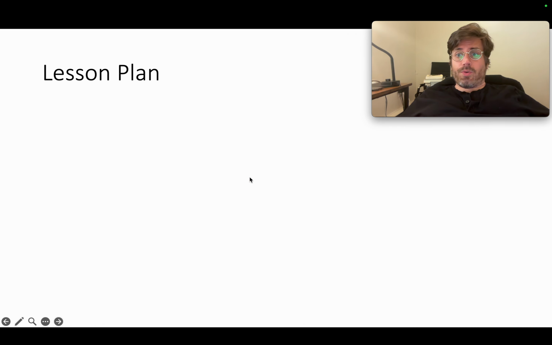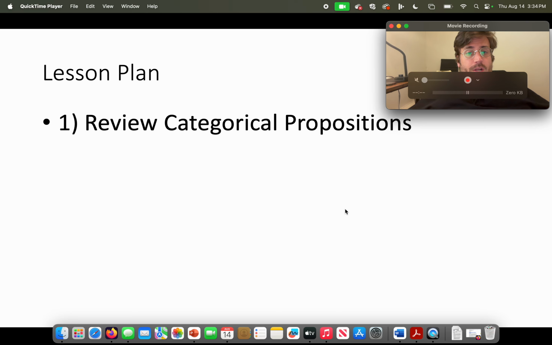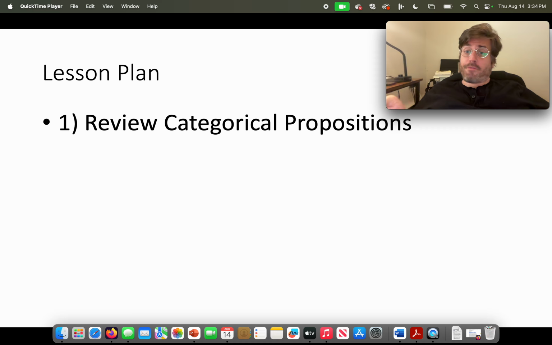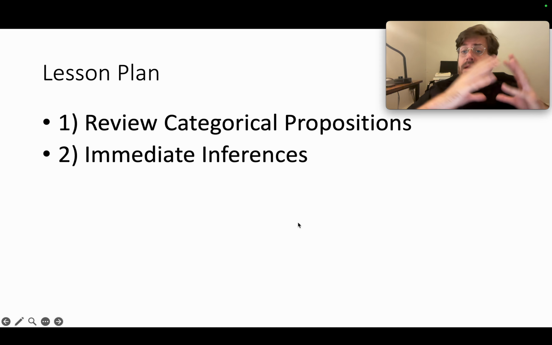Okay, so just to cover our lesson plan here, somewhat formally, we are going to do a review of our four types of categorical proposition. Again, this is a skill-based class, so the more you can write down these categories and commit them to memory, the better you will be. As we're moving along here, I do encourage you to write down the categories and the accompanying notation. We're then going to begin to learn what are called immediate inferences.